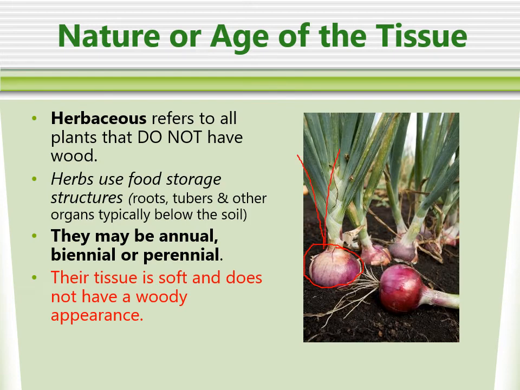So they're forming structures. We'll talk more about things like roots and tubers as I go through the course, that form below the surface and allow the plant to survive to another generation. So that's what we call, when we're talking about the nature or age of tissues in the plants, herbaceous plants and woody plants. Herbaceous plants do not produce woody tissues.